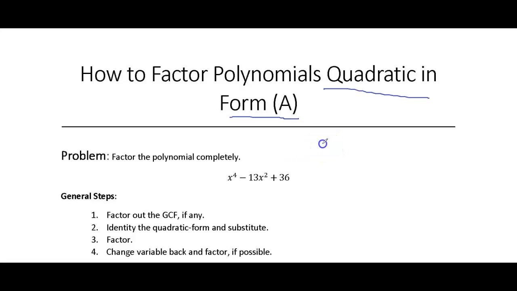Quadratic in form looks like this: ax squared plus bx plus c. It is a trinomial such that the variable is being taken to the second power in the first term and to the first power in the second term.